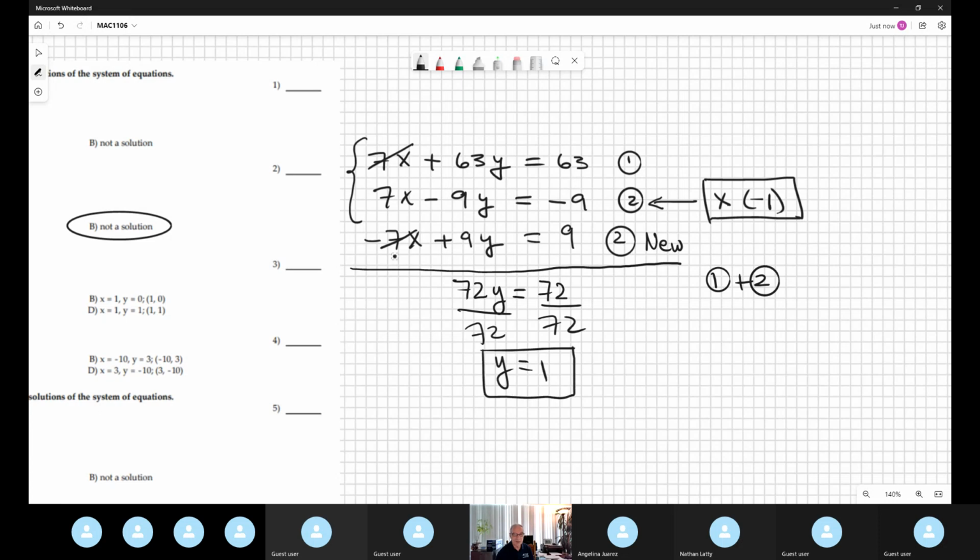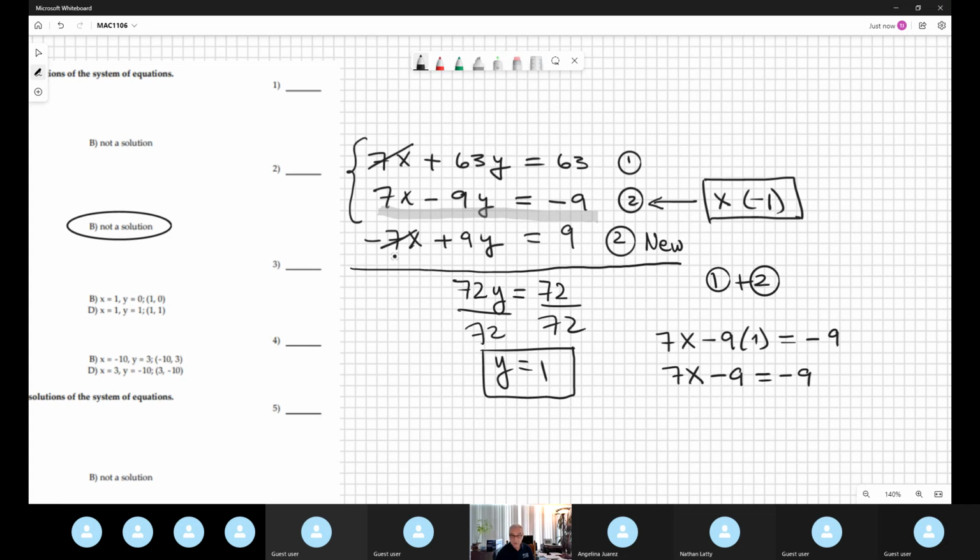In order to find the x value, you decide which equation you consider easier. In my opinion, this is the easier equation, or the new number 2 is the same. And substituting y for 1, so 7x minus 9 times 1 equals minus 9. 7x minus 9, because 9 times 1 is 9, equals minus 9.